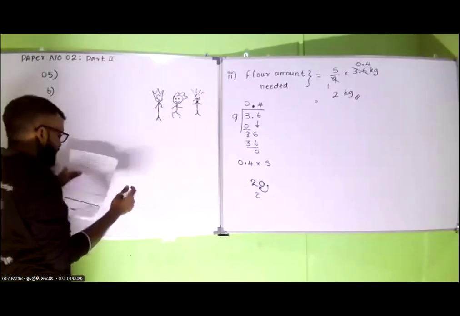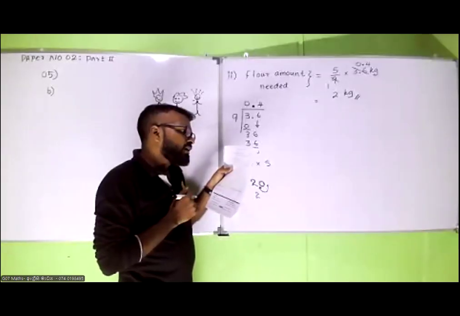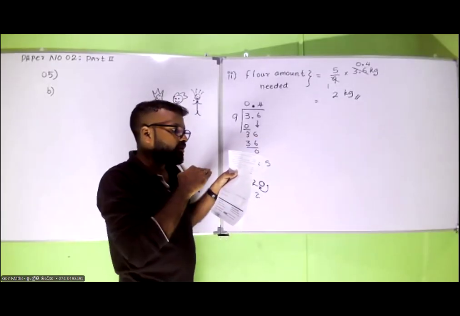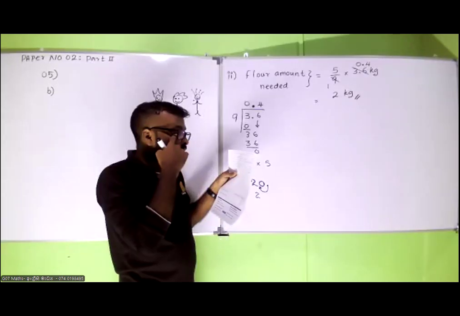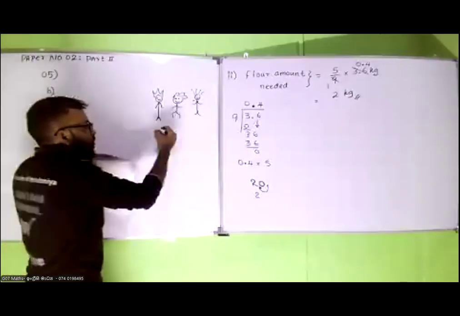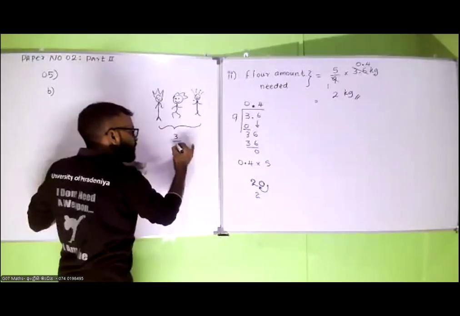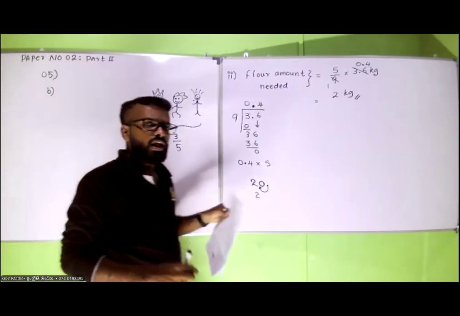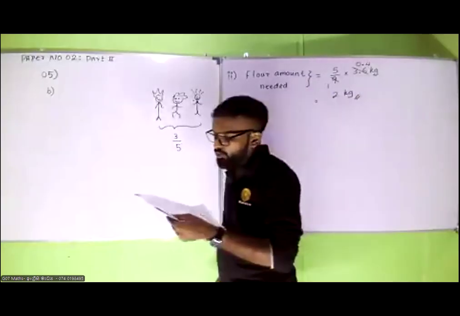There are 3 children. Let's say he gives 3/5 of the land to his 3 children equally. All of these children are receiving 3/5 of the land, and he kept the remaining portion with him.